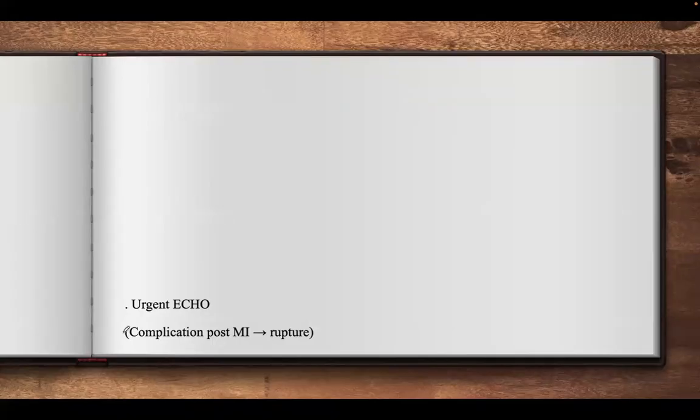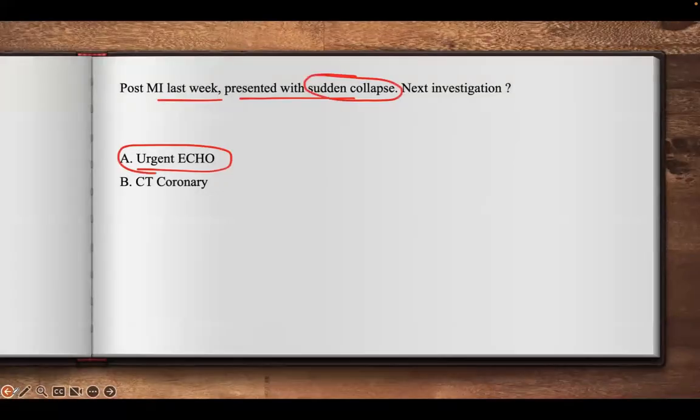So urgent echo post-MI could be anything from valvular dysfunction, ruptures, or things like that. Most likely, it's a rupture because of the valves. When there happens to be a Dressler syndrome, the patient is coming with a pericarditis pain. So I don't have much of the information here. It's just the collapse. So collapse means the patient has gone in a shock.